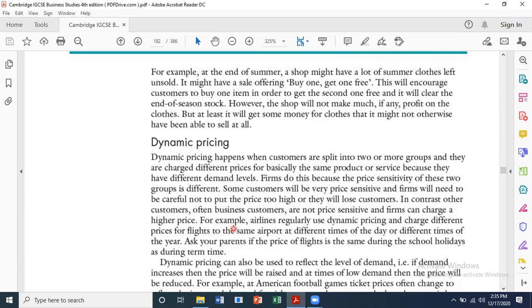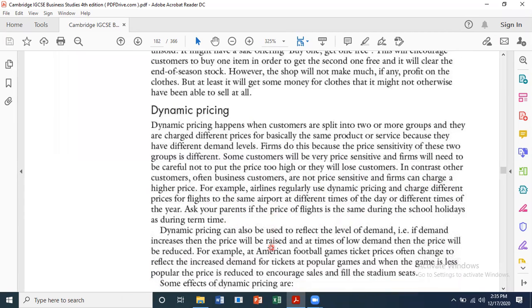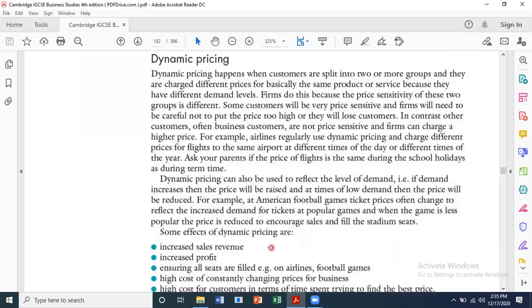For example, airlines regularly use dynamic pricing and charge different prices for flights to the same airport at different times of the day or different times of the year. Ask your parents if the price of flights is the same during the school holidays as during term time.